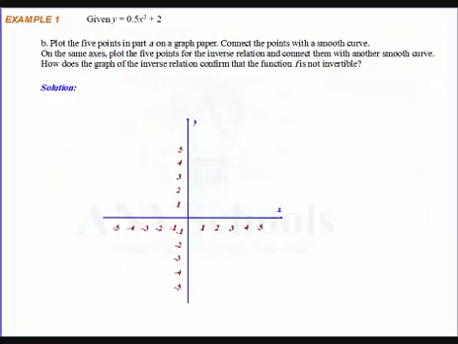So given the same problem, y is equal to 0.5x squared plus 2, let's plot the 5 points in part A on a graph paper. So if you have a paper there, you can get your paper and then try to graph these values for x and y, which is similar to this.